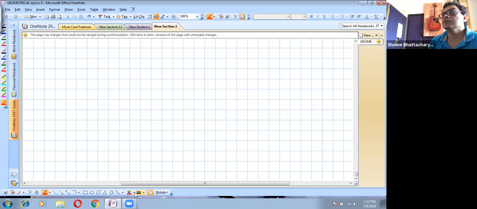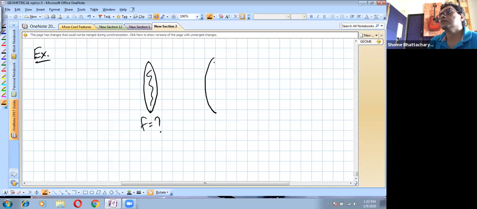So my next example, we'll have time for just a couple more questions. So my next example is like this. I have a lens of focal length, unknown quantity, and I have a mirror of radius 60 centimeters. And this distance between them is, let us say, 20 centimeters from pole to pole.